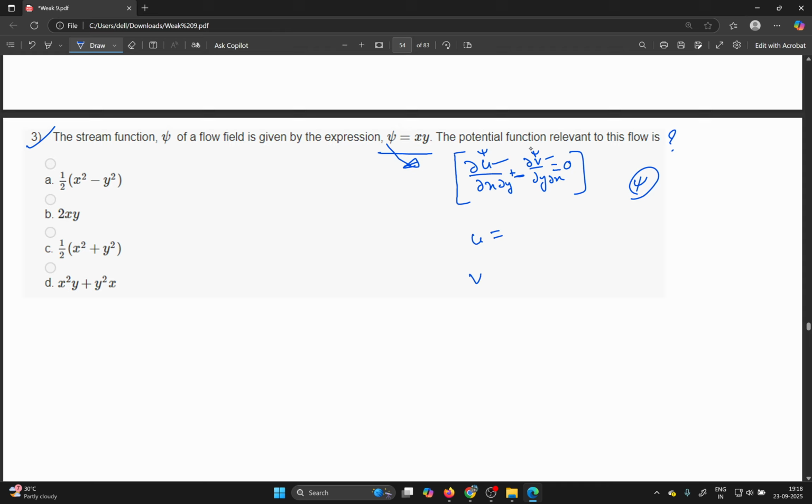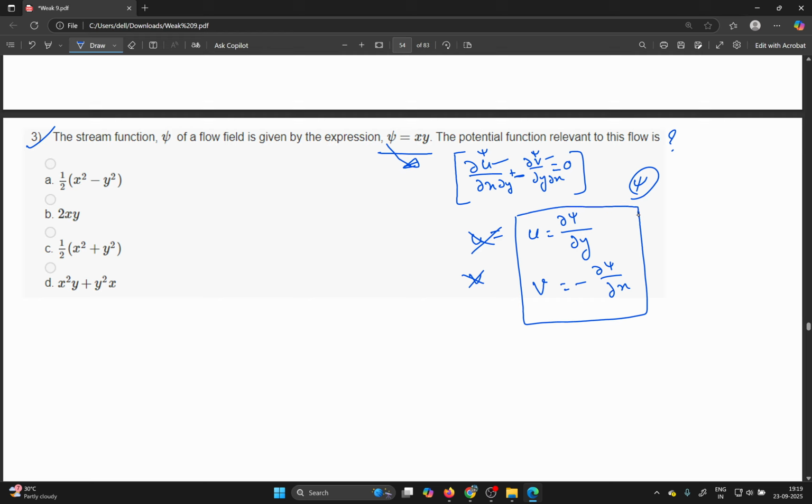So with this interpretation, with this understanding, the researcher, I think Lagrange, has defined that u is del psi by del y, and v is minus del psi by del x, because we need to put the minus here to equate to 0. Remember please.